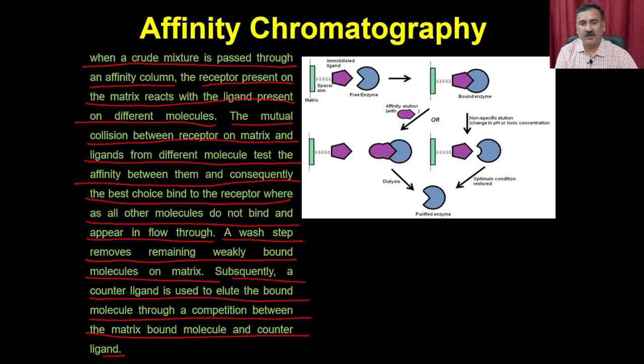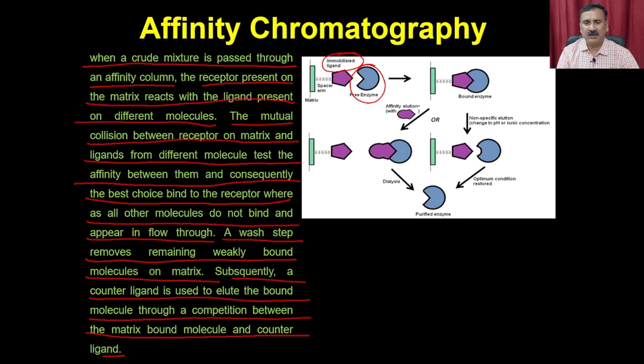In chromatography, you have an immobilized ligand present on the matrix, and when it reacts with the free enzyme, it actually reacts with many types of ligand. This free enzyme goes and binds to this particular ligand, and that's how it forms the enzyme-ligand complex.